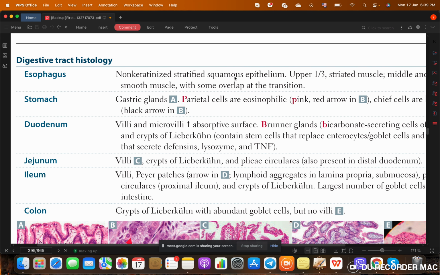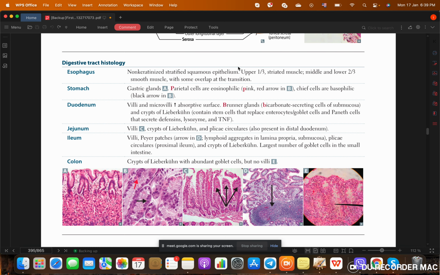So the esophagus is divided into 2 portions. We have the upper 1/3, which has striated muscles. What do I mean by striated muscle? Skeletal muscle, yes? And the middle and lower 2/3 have smooth muscles, with some overlap at the transitional point. So the first 1/3 has skeletal or striated muscle, and the last 2/3 are smooth muscles, okay?